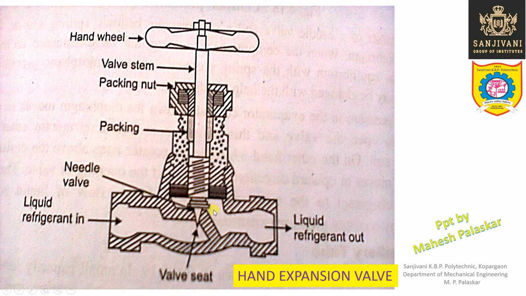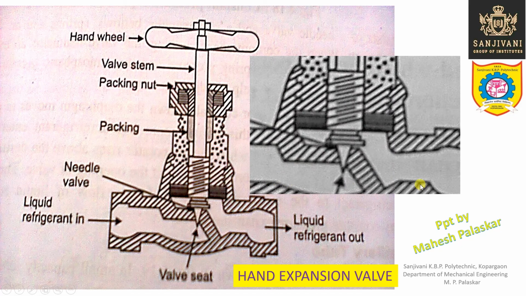Due to rotation, you will find that this valve stem will be lifted upwards or go in the downward direction. If the valve stem is lifted upwards, then the passage area will be increased and the restriction will be decreased, and the flow rate will be increased. Thus the expansion as well as the flow rate can be controlled manually, just by rotating the handle of the hand operated expansion valve.